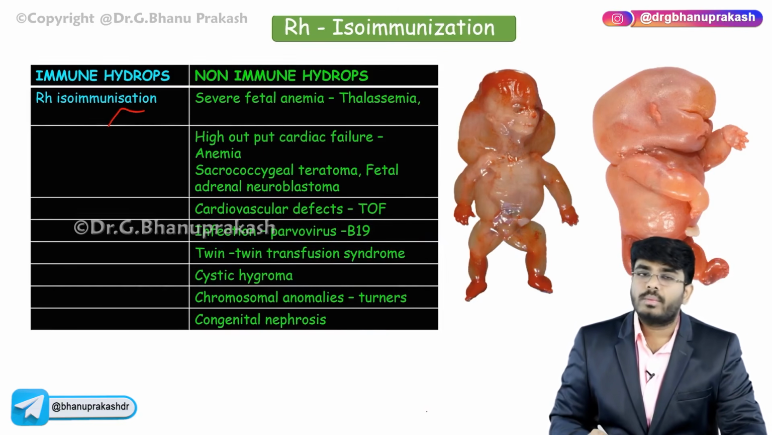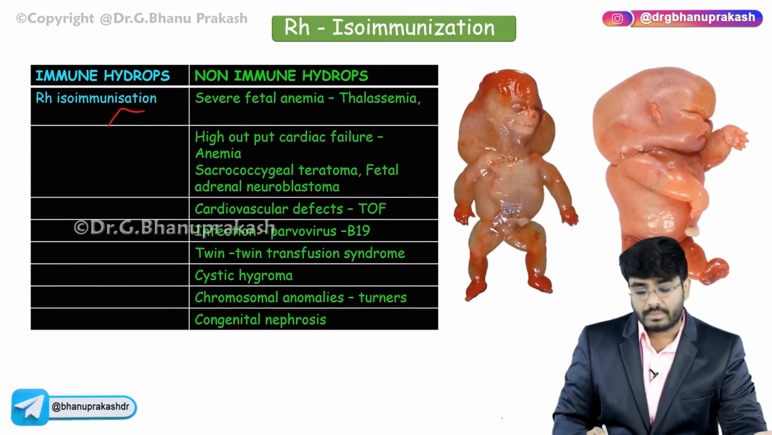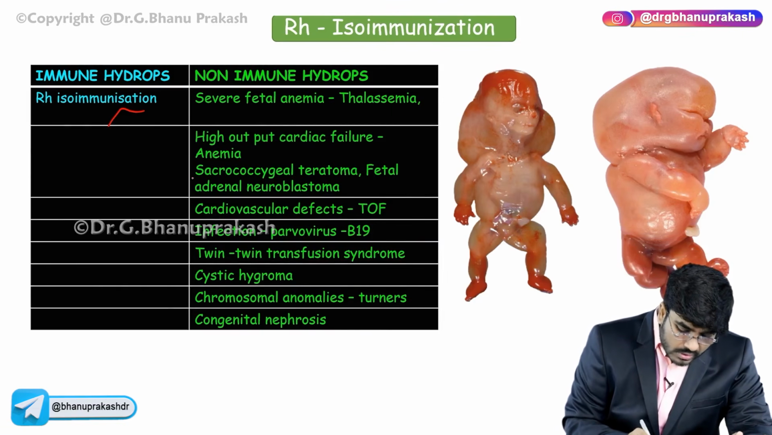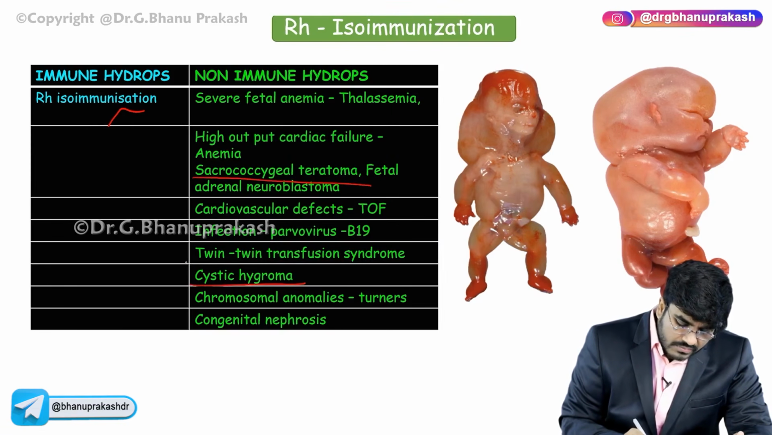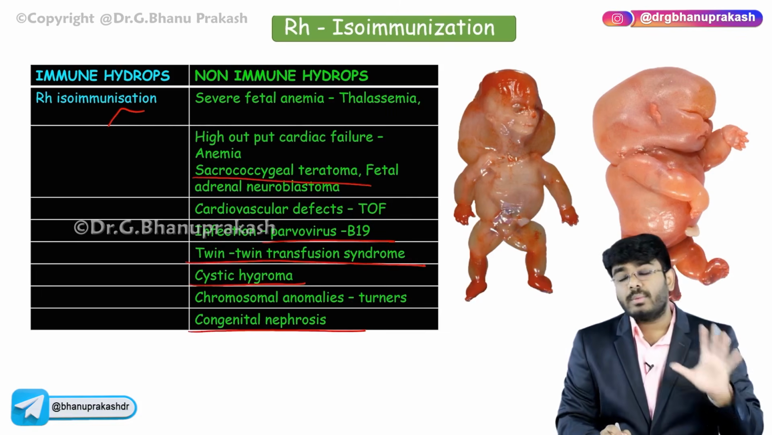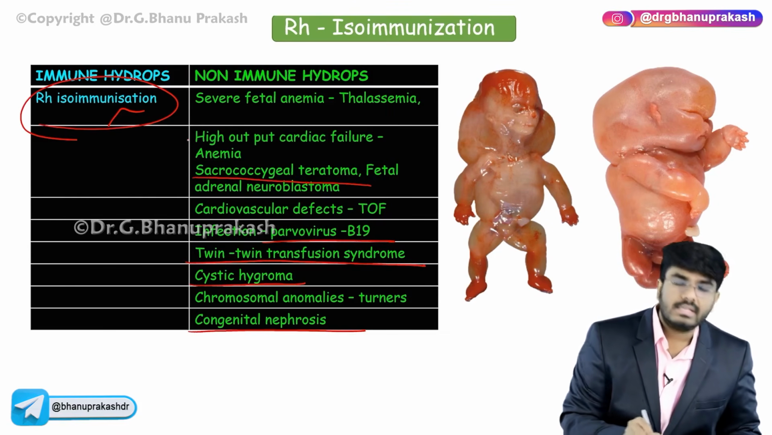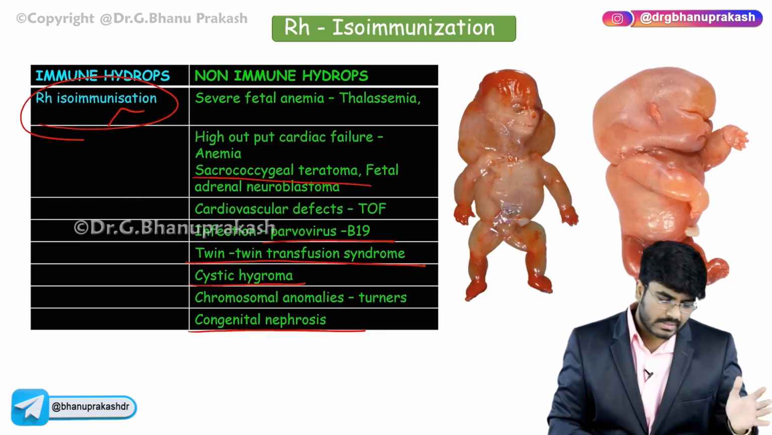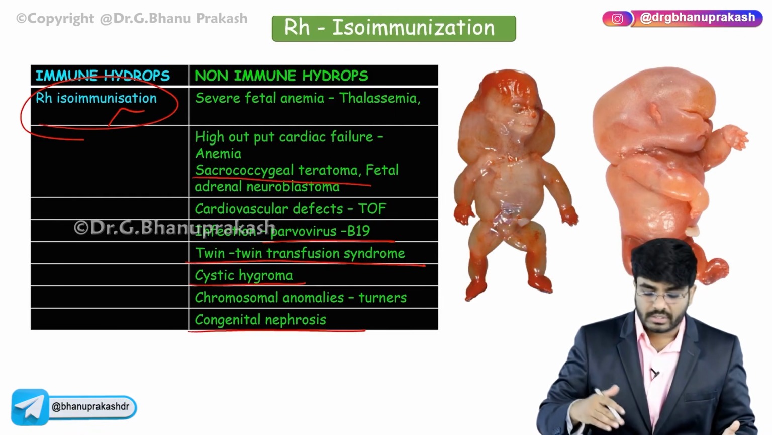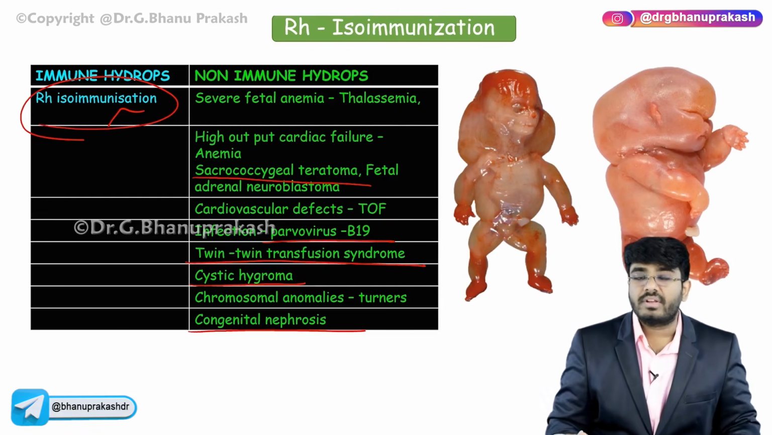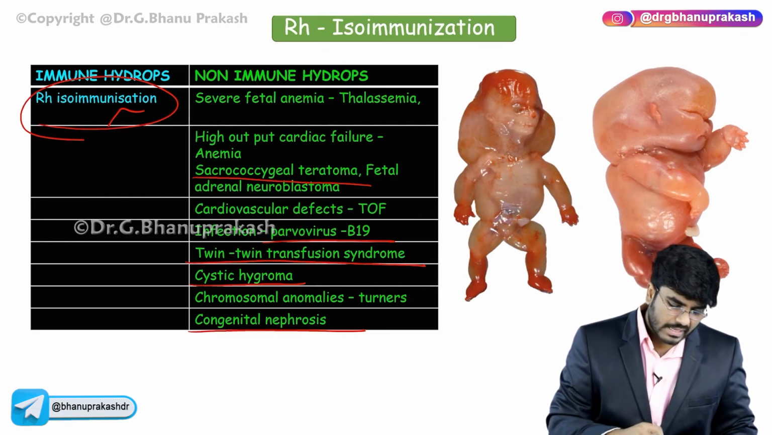So the MCQ points which I want you to remember here: questions will come like, all of the following conditions are associated with non-immune Hydrops, except. Very important points: sacrococcygeal teratoma, cystic hygroma, twin transfusion syndrome, parvovirus B19, congenital nephrosis. They are very important conditions associated with non-immune Hydrops. And the immune Hydrops example is RH incompatibility. Mother is RH negative, and the baby is RH positive. That can lead to severe fetal anemia, leading to Hydrops fetalis.